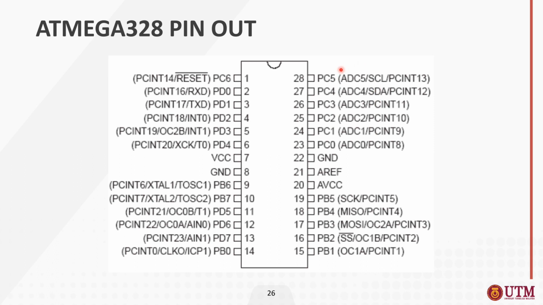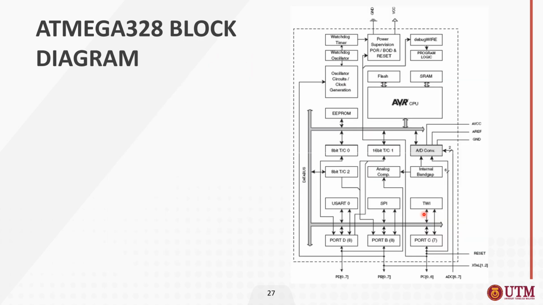So it means that it is actually the analog pin on your Arduino. Okay, so that is the pin out of the Arduino. Alright, so this is actually the block diagram of your Atmega 328. As you can see, this is the brain of your chip, which is the AVR CPU. As you can see here, the flash memory and also the SRAM memory are separated from each other. Based on this observation, it is obvious that Atmega 328 uses Harvard architecture to operate.